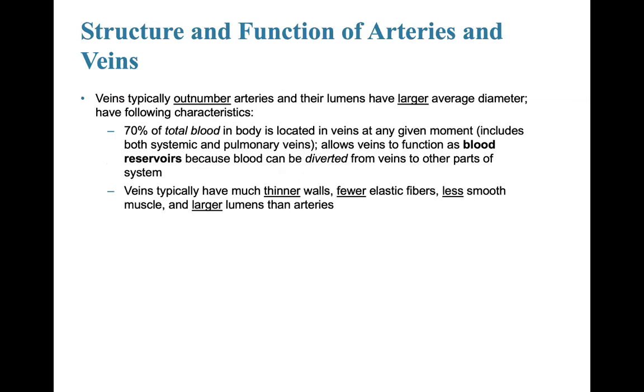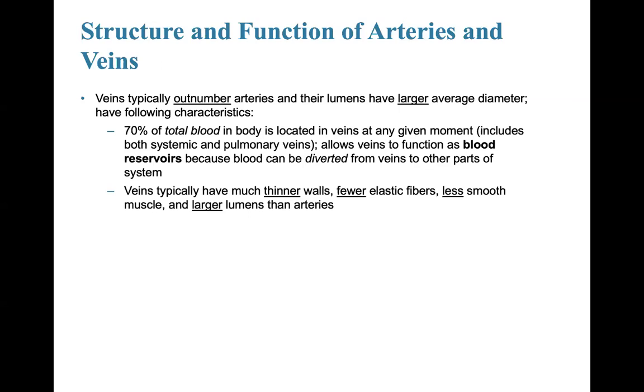Veins typically will outnumber arteries, in their lumens, and have larger average diameter and have the following characteristics. 70% of the total blood in the body is located within the venous system at any given moment. This includes both systemic and pulmonary veins. This allows for veins to function as a blood reservoir because blood can be diverted from the veins to other parts of the system if needed.